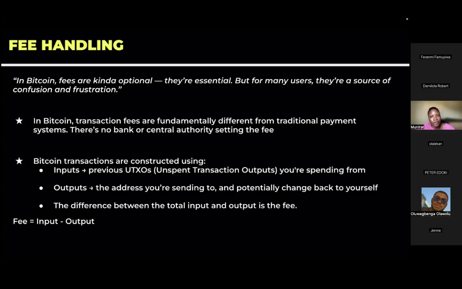So there's always a problem with what the fee should be. That depends on how your application works. What should the fee look like, even for you that is building it? But to understand Bitcoin transaction fees, you have to first understand how Bitcoin transactions are created.